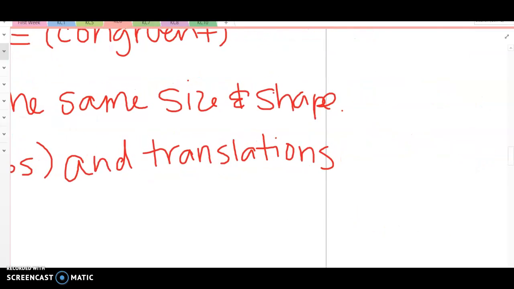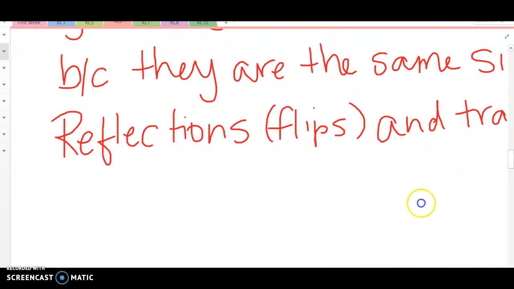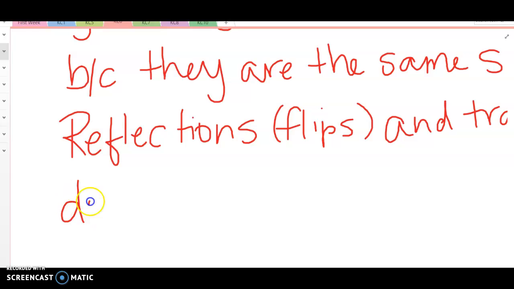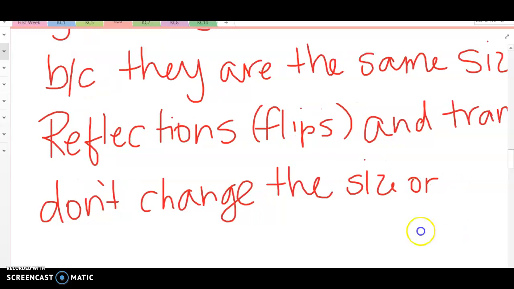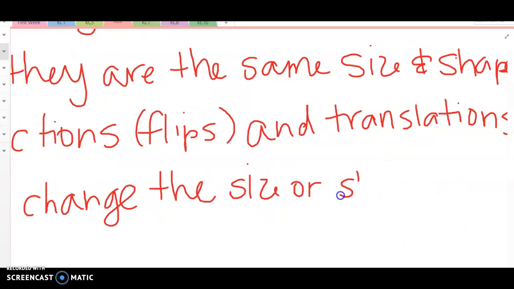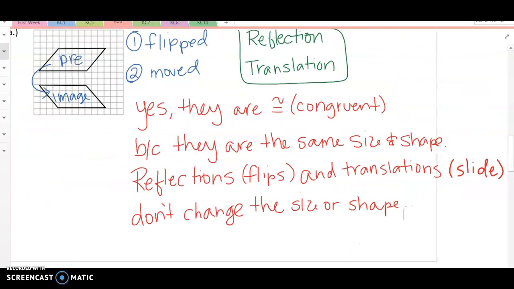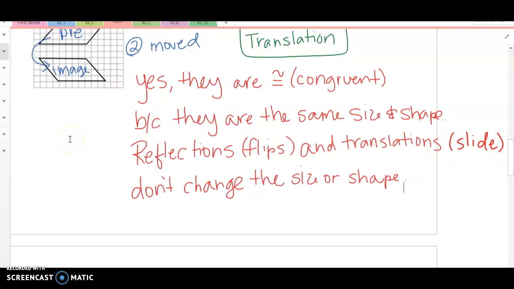So reflections are flips, and reflections and translations. So another word for translation, that's when it slides. So when you flip it or slide it, it doesn't change the size or shape, right? So that's how we know they're the same size and shape, because if we flip it or if we slide it, that doesn't change how big or small it is, and it doesn't change the actual shape that you have.